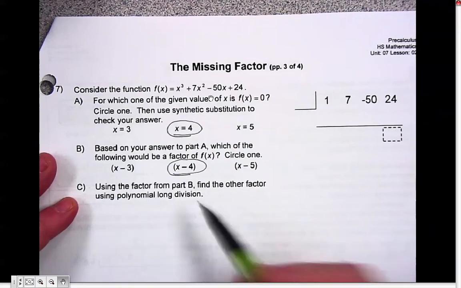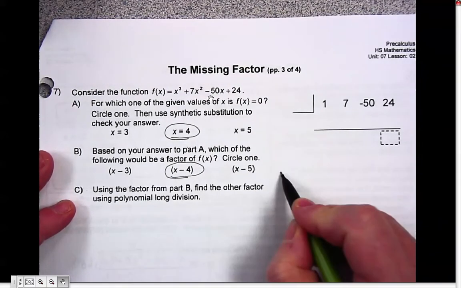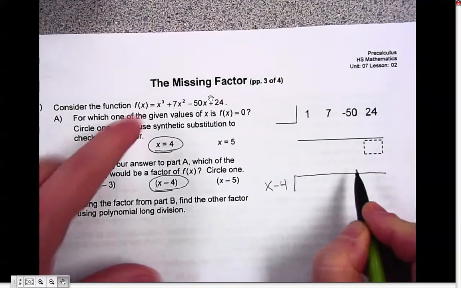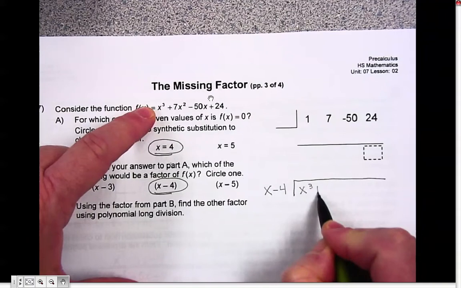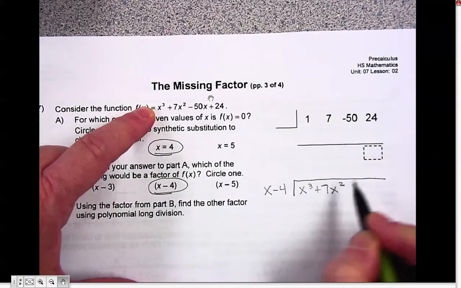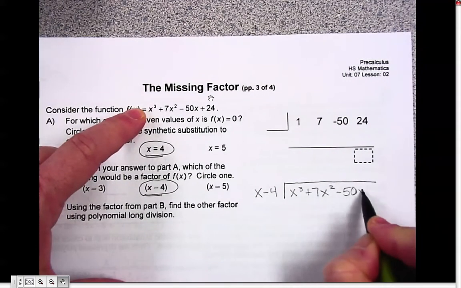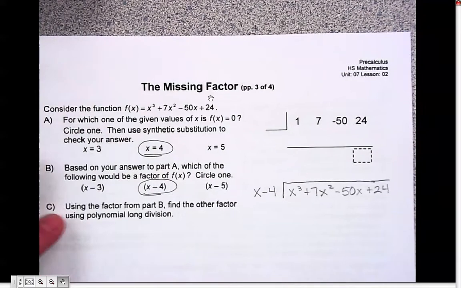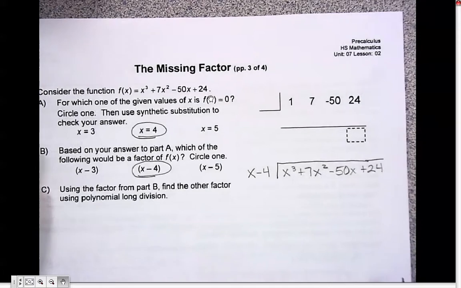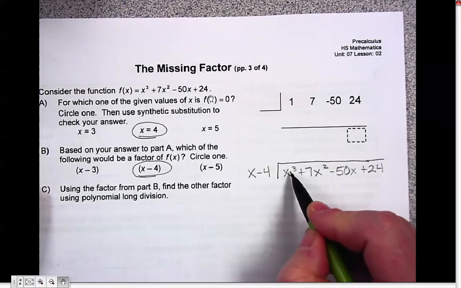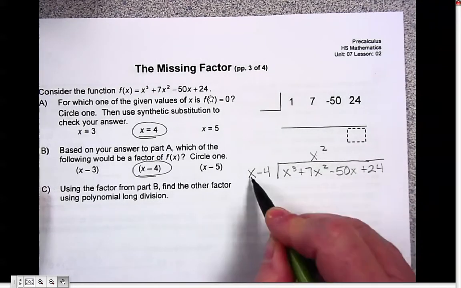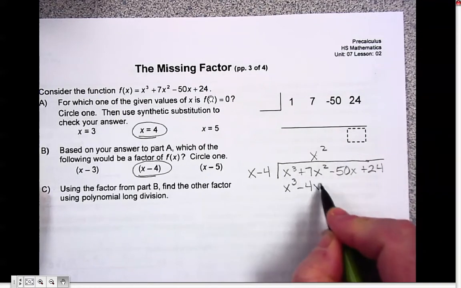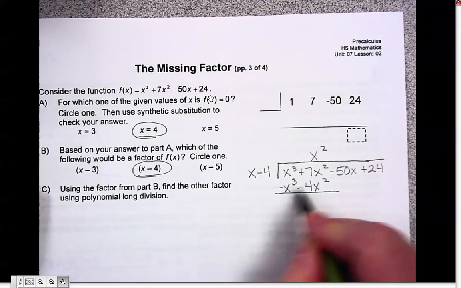factor using long division. So we're going to divide x minus 4 into the polynomial x to the third plus 7x squared minus 50x plus 24. Okay, so x goes into x to the third, x squared times. So x squared times x is x to the third, and x squared times negative 4 is negative 4x squared. Change the signs.